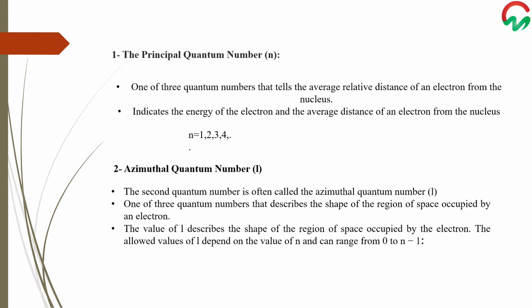Students, the first quantum number that we are going to discuss is the principal quantum number. This is one of the three quantum numbers that tell us the average relative distance of an electron from the nucleus. It also indicates the energy of the electron, and can have any value ranging from 1 to infinity, and it is denoted by n.